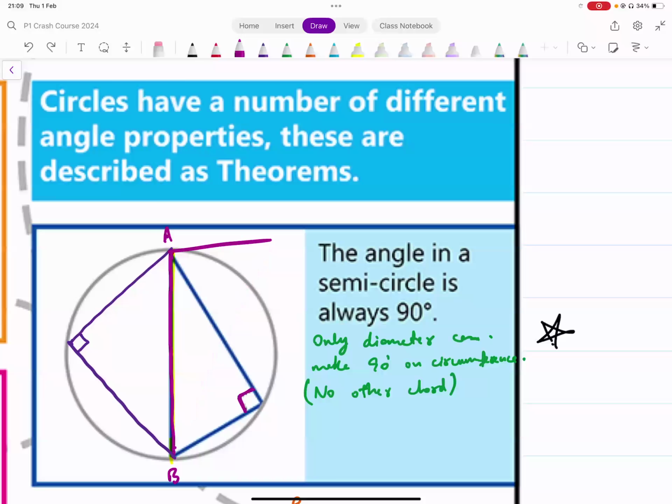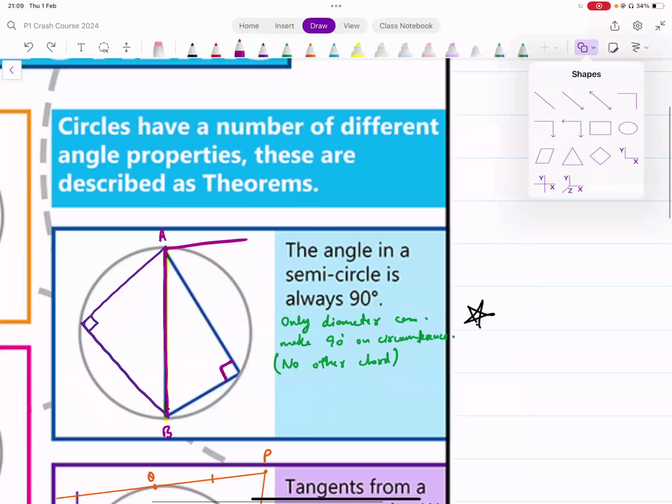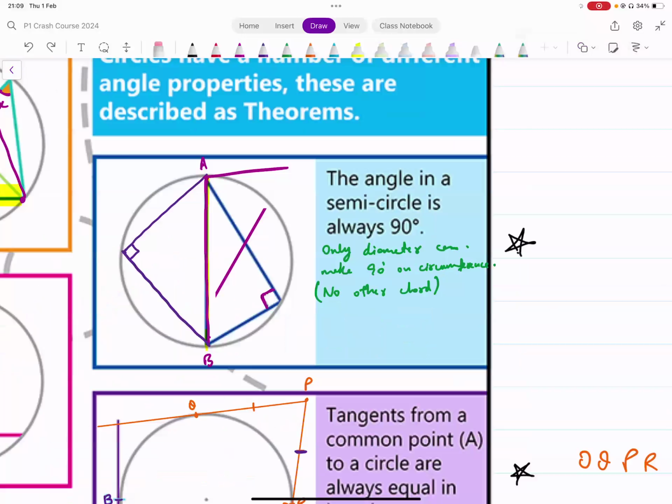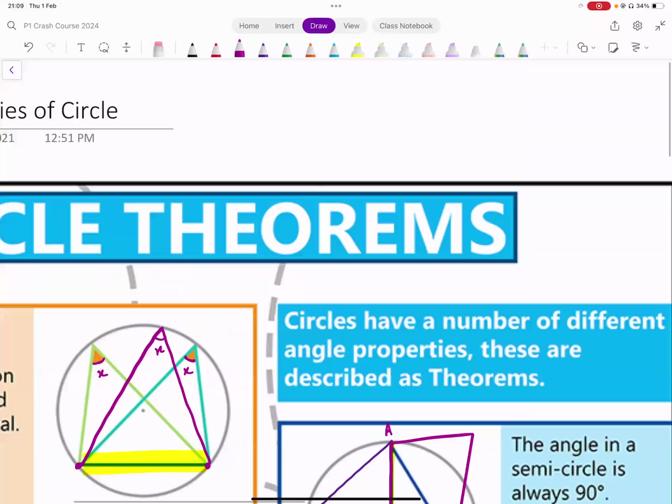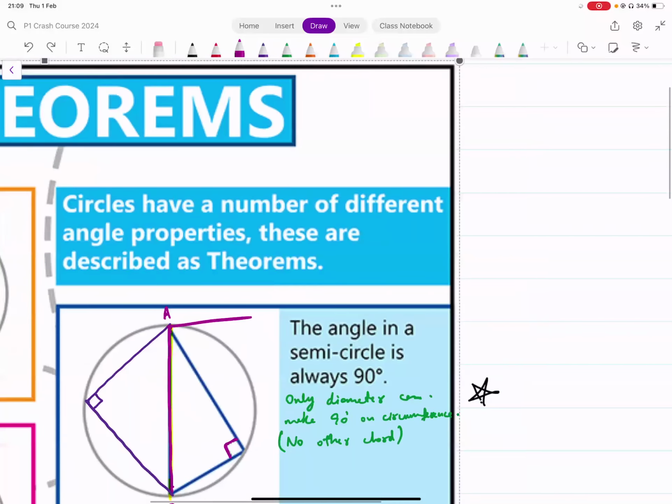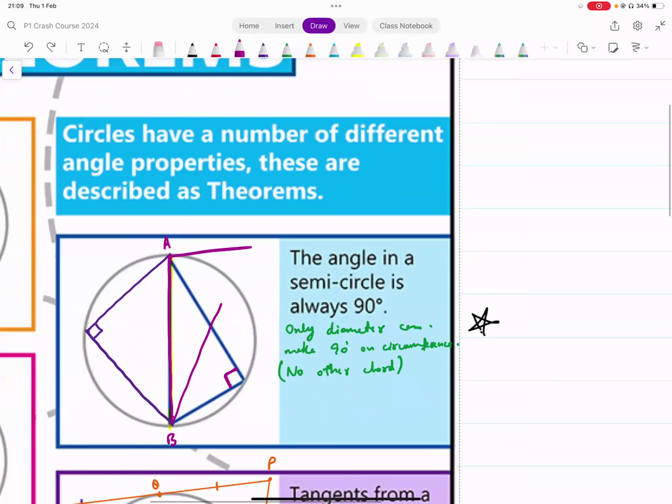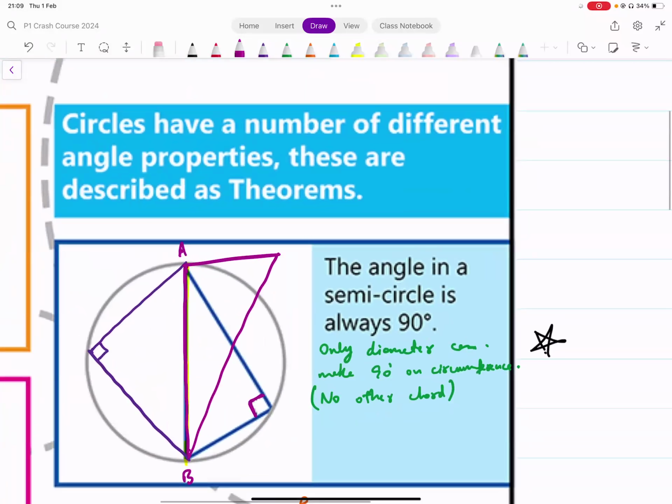I'm sorry, my straight lines are not very straight here. Let me try if this works. No. Okay. Okay. Can we say anything about this angle? Let's call this angle X. Is there anything that we can say about X? Is it greater than some value or less than some value? Any idea?